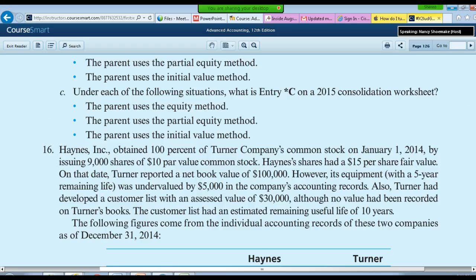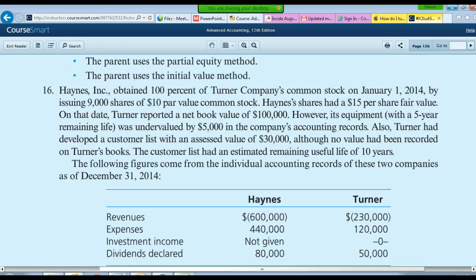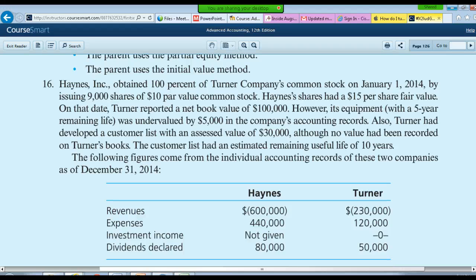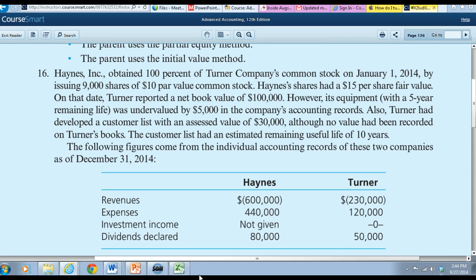What I want to preface regarding this chapter: you'll have questions on the difference between the initial value and the partial, but any problems will always relate to the equity method. So basically, what I want to do now is look at exercise 16.